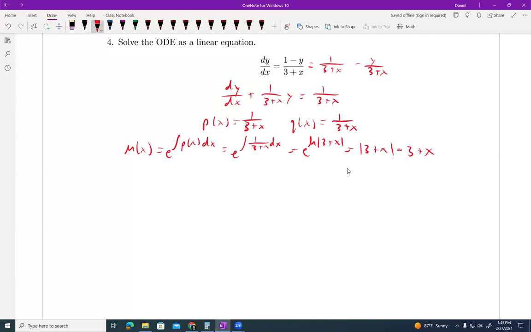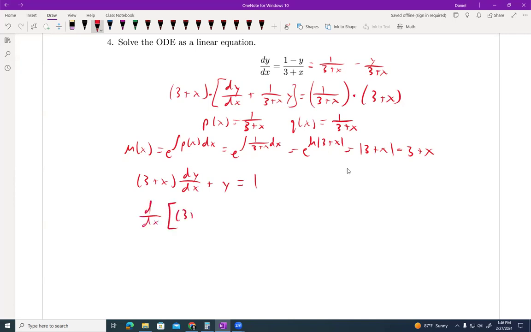Now we have to multiply both sides of the equation by 3 plus x. So we get 3 plus x on the left-hand side, multiply that out. We get 3 plus x on the right-hand side, and multiply that out. So we're going to wind up with 3 plus x times dy dx plus, well, 3 plus x times 1 over 3 plus x cancels off, so I'm just left with y is equal to just 1 on the right-hand side.